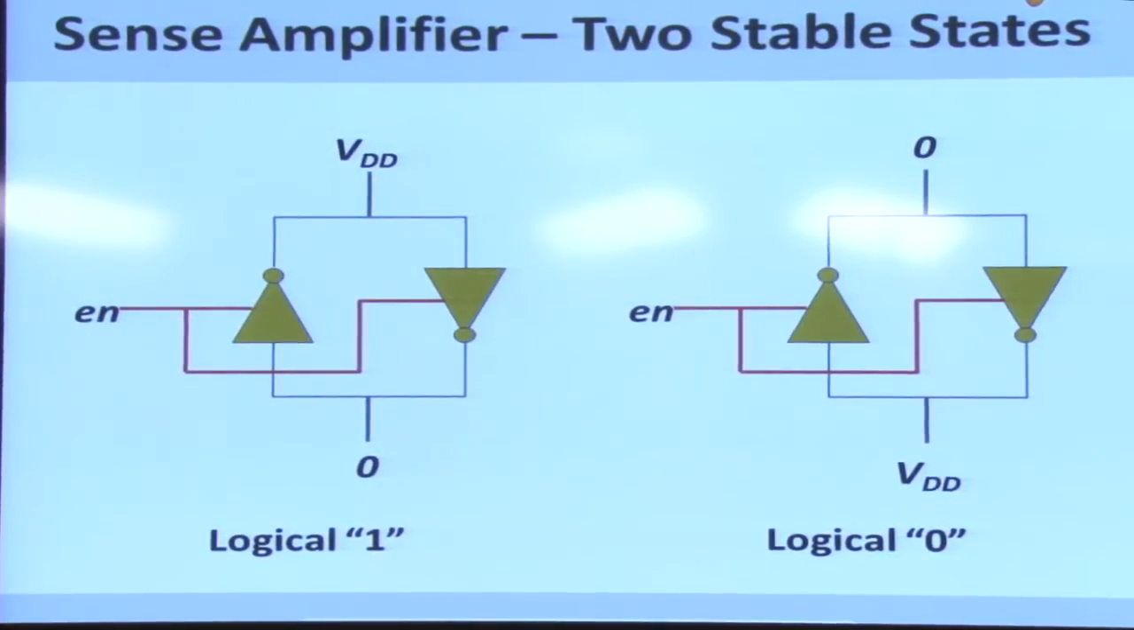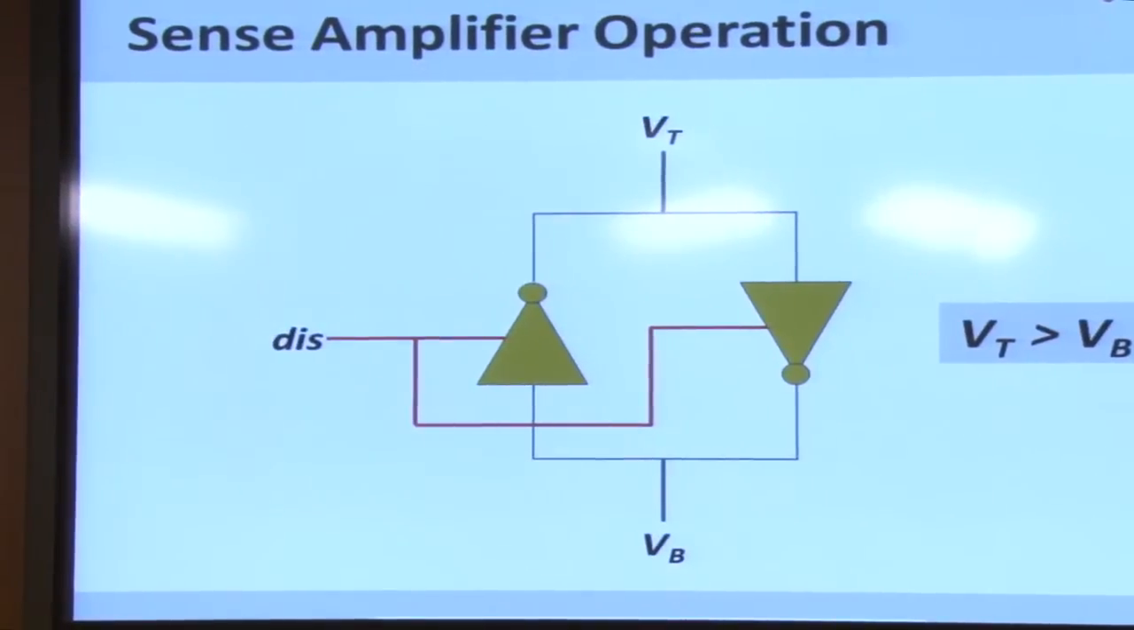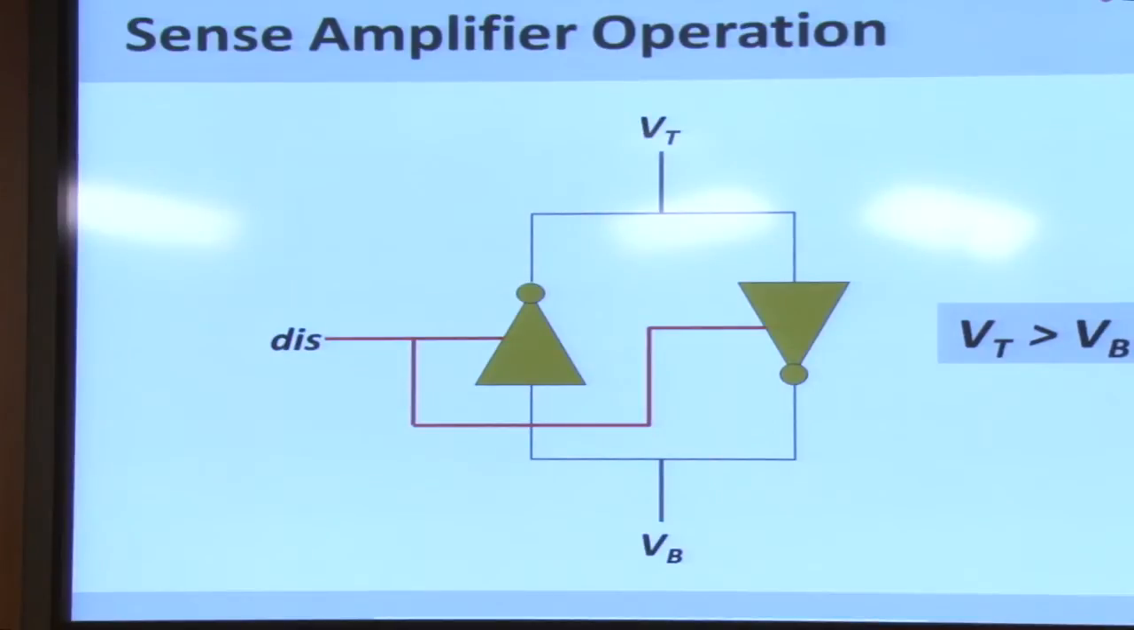Right? So let's quickly look at how the sense amplifier operates from a disabled state. So let's say initially my top terminal was at some voltage level Vt, and the bottom terminal was at a voltage level Vb, and the sense amplifier was initially disabled. And let's, for this example, consider Vt is greater than Vb. Right?